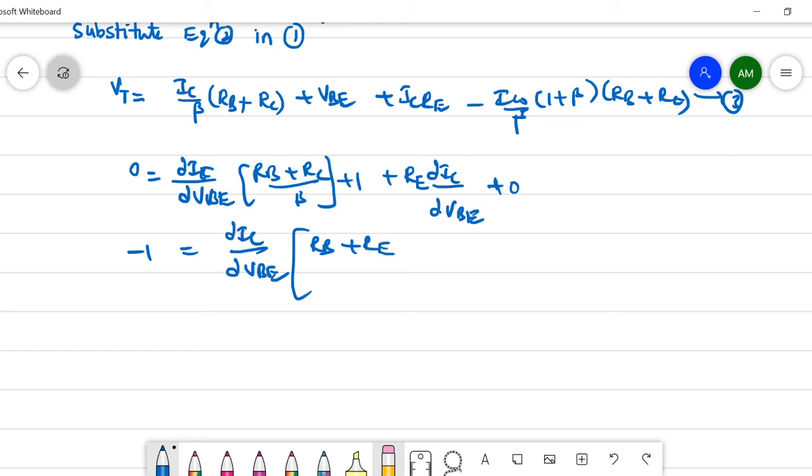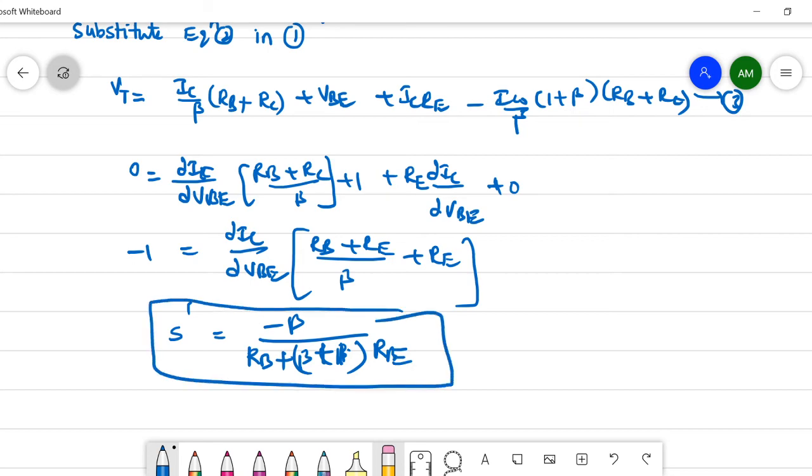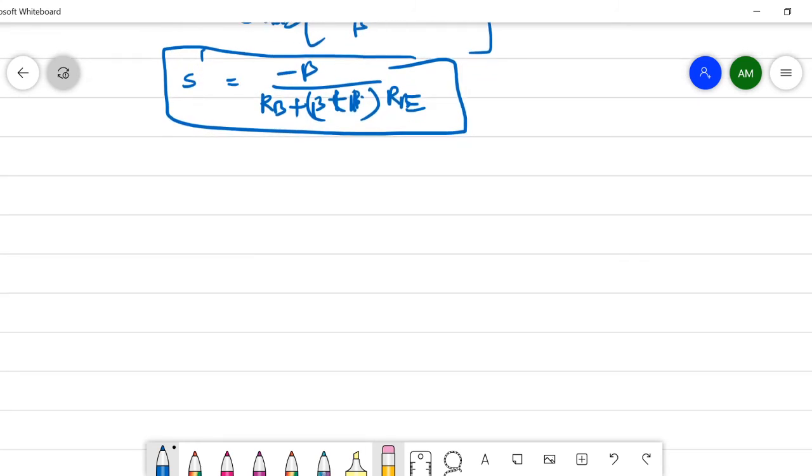RB plus RG by beta plus RE. So finally S dash is equal to minus beta, apply LCM here, minus beta by RB plus beta common, 1 plus beta into 1 plus beta into RE. This is the S dash for the self bias circuit. Like that you have to calculate S double dash also.